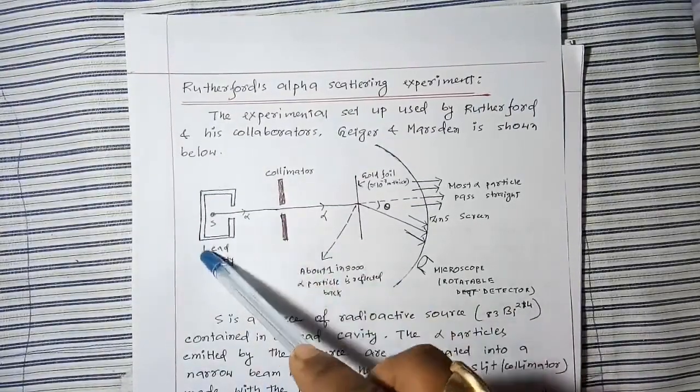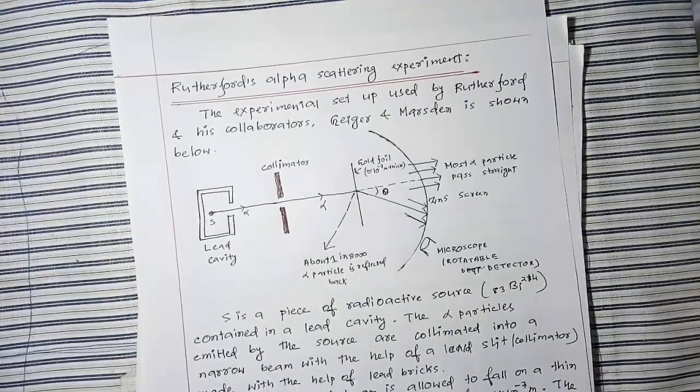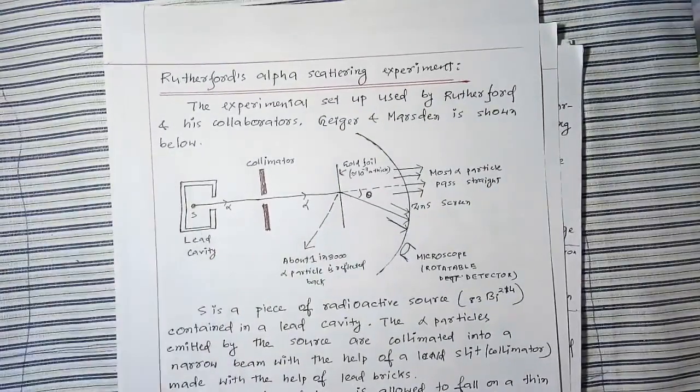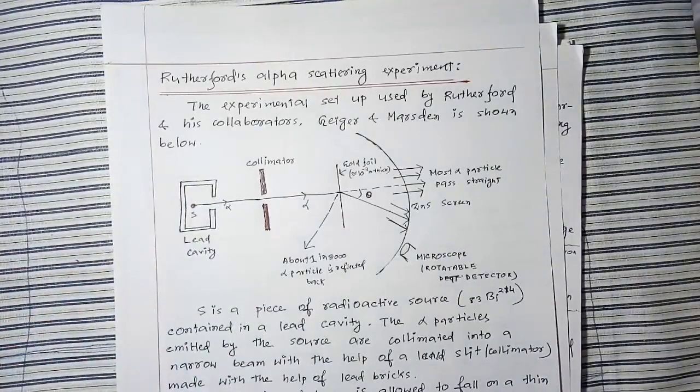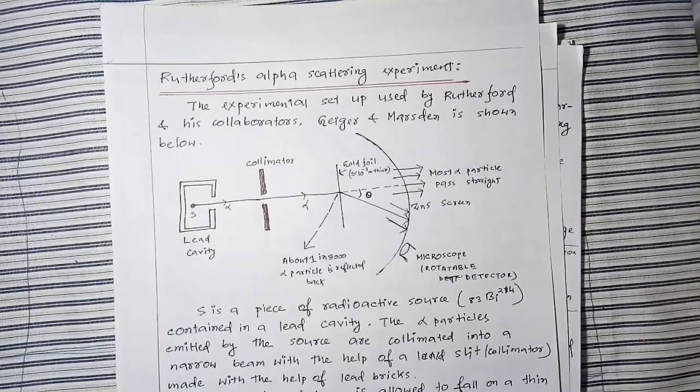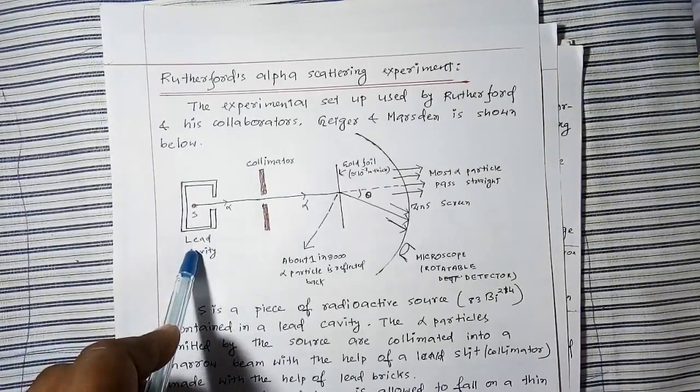So what we have in this experiment, this is a lead cavity. Cavity, you know now. A cavity is something where we have a very small hole through which the radiations and particles could come out. So this is a lead cavity, and inside the lead cavity we have a source. What kind of source? Radioactive source, right? You know what a radioactive source is: whenever a radioactive source is placed somewhere, it starts spontaneously emitting some radiations, right? And the radioactive source that we put here is bismuth, bismuth 83 214.